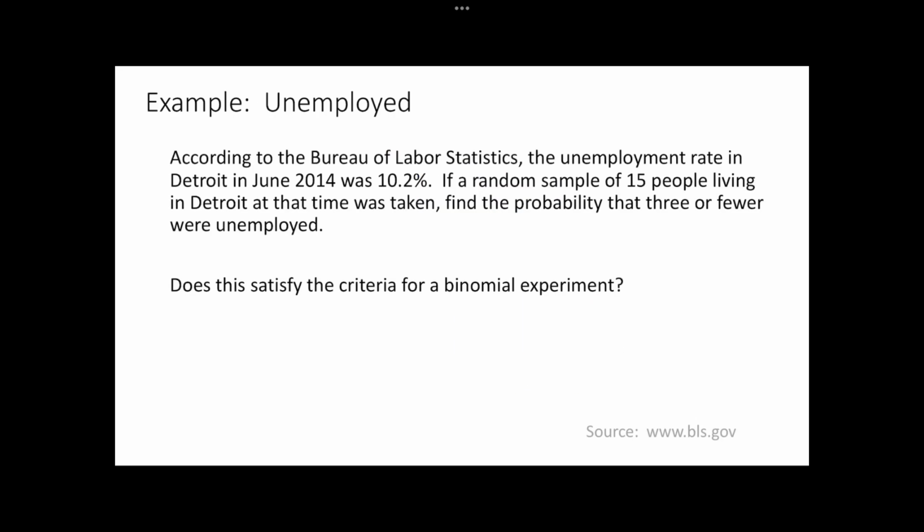So what do I need to check? First of all, is there a fixed number of trials? Well, I'm going to take a random sample of 15 people, and that's the fixed number, so that's good. What else do we need to check? Are there only 2 possible outcomes for each trial?